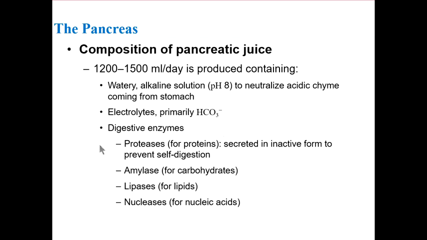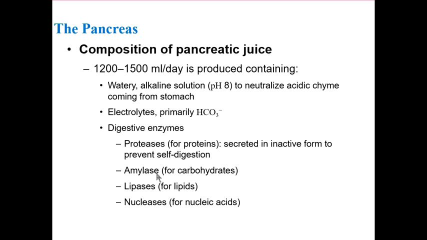But most important for digestion, the pancreas is going to secrete digestive enzymes into the small intestine, and we have an enzyme type for each nutrient. Proteases are secreted to break down proteins. They're secreted in inactive form because, remember, enzymes are proteins, and we don't want proteases destroying themselves because they happen to be proteins themselves, so they're secreted in inactive form, which get activated in the duodenum.